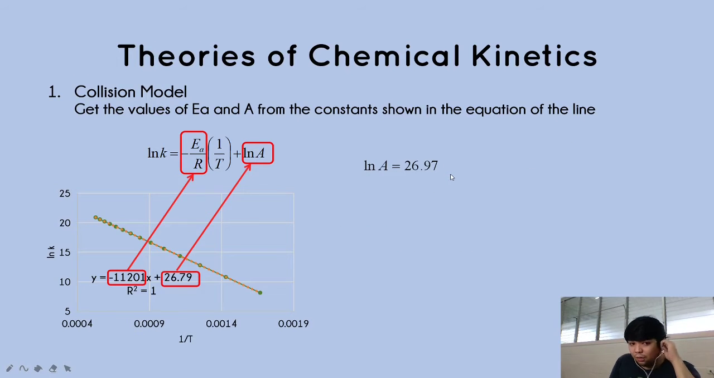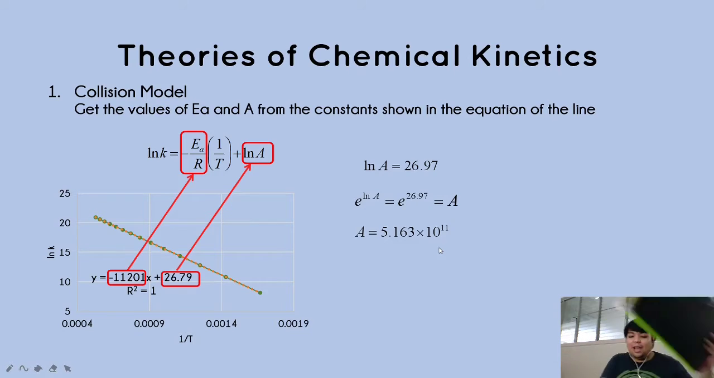it's just this one. So it's this one, and we apply our logarithmic property here. So this one will cancel out, and that will be your A. So your A will be 5.163 times 10 to the 11. It doesn't have any unit, actually. It's the unitless frequency factor. So there you have it.